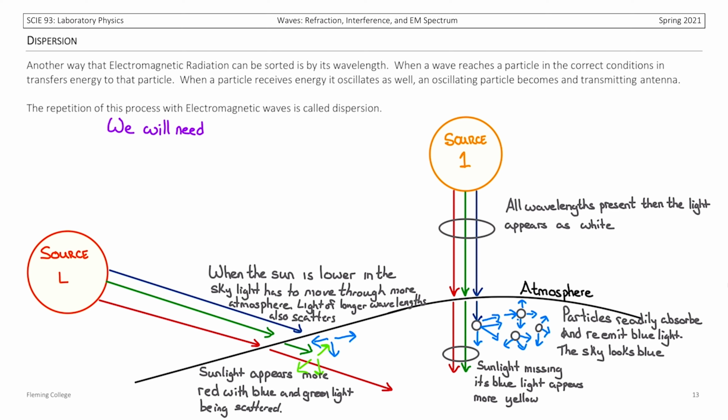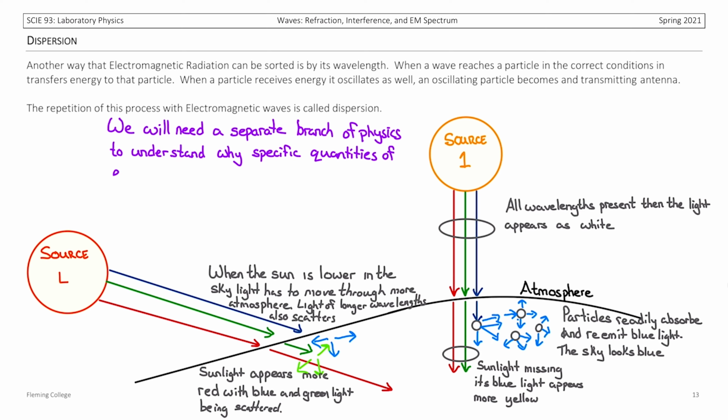Now, we are going to require a separate branch of physics to understand why the specific quantities of energy are absorbed, but for now it's okay to just understand that dispersion is the cause of this change in color.